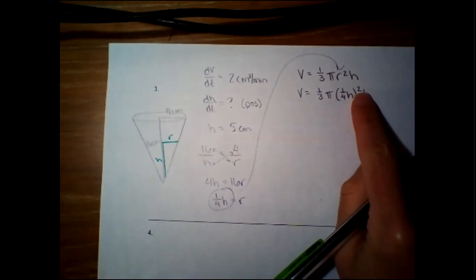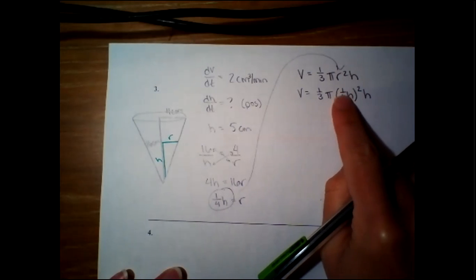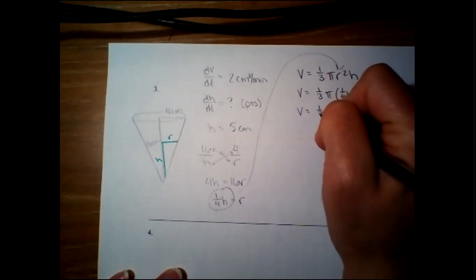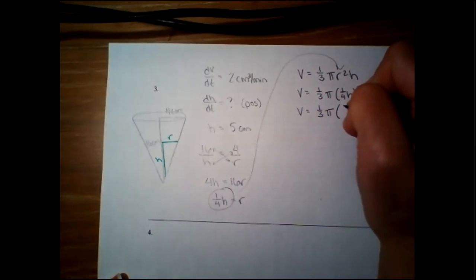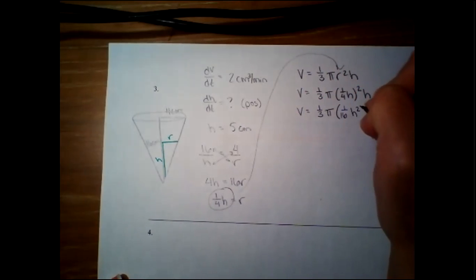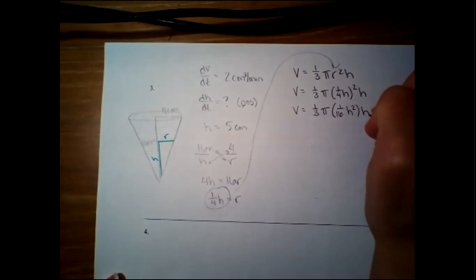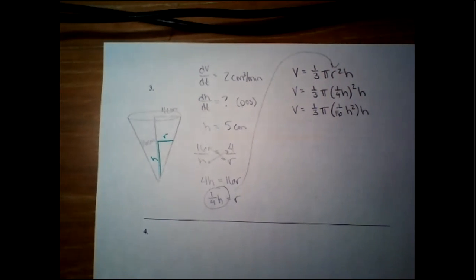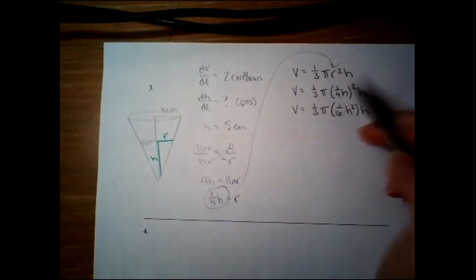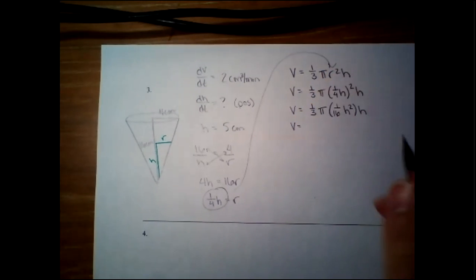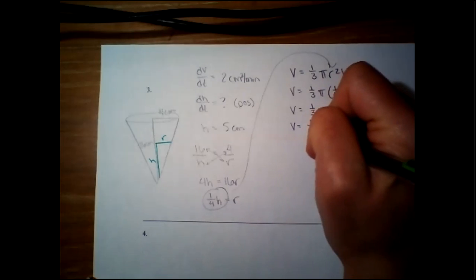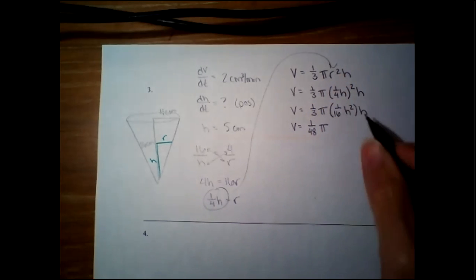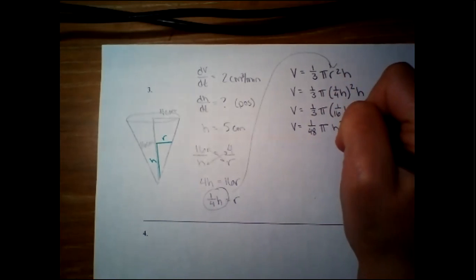So the first thing that's going to happen is we have to square what's in the parentheses. It's order of operations here, so the exponent comes first. If you square a 4th, you're going to get a 16th. And if you square h, you're going to get h squared. So I just squared what was in here. And then I'm going to multiply all this together. So a 1/3 times a 16th would be 1/48 pi. And then I have an h squared times another h, so that would be h cubed.